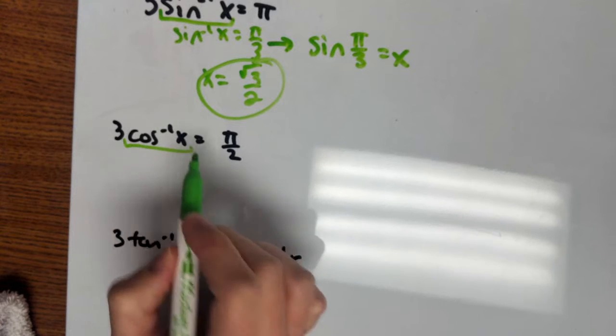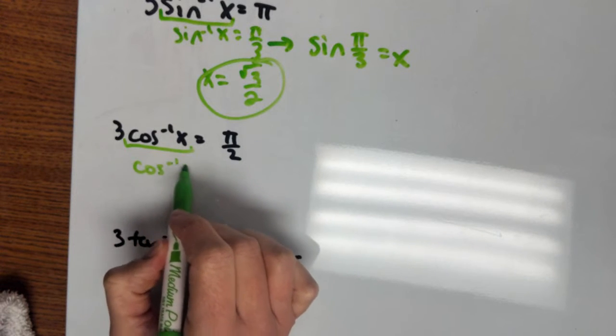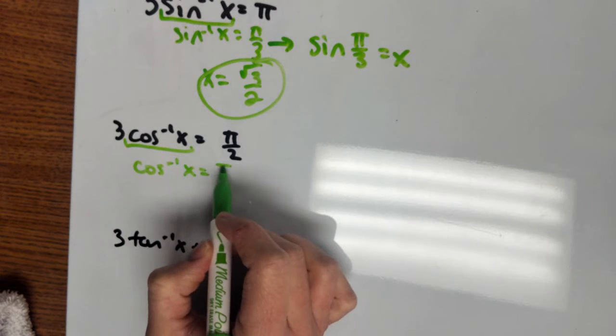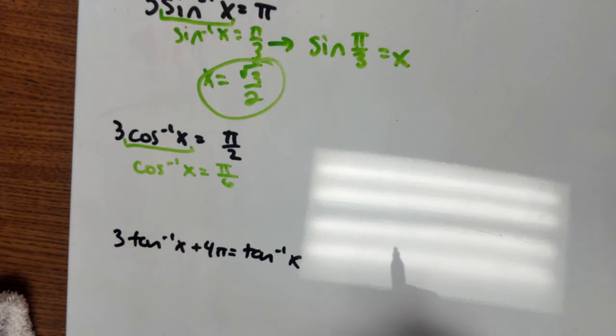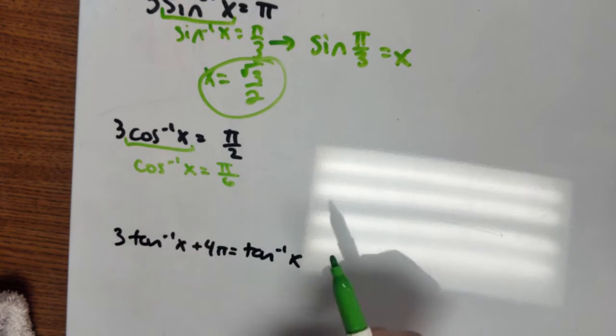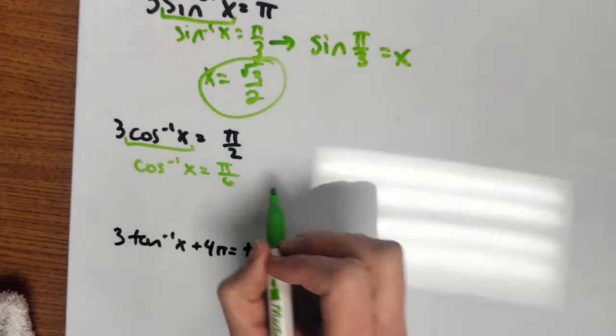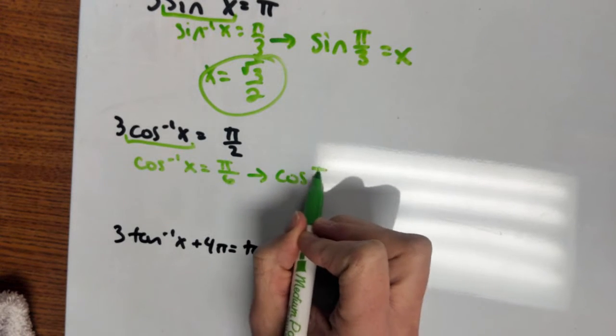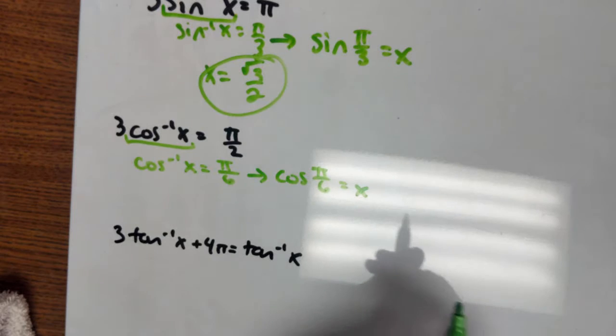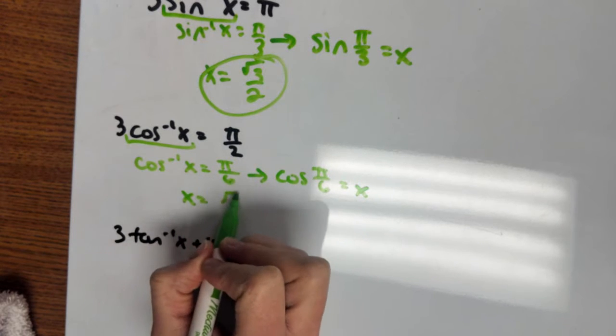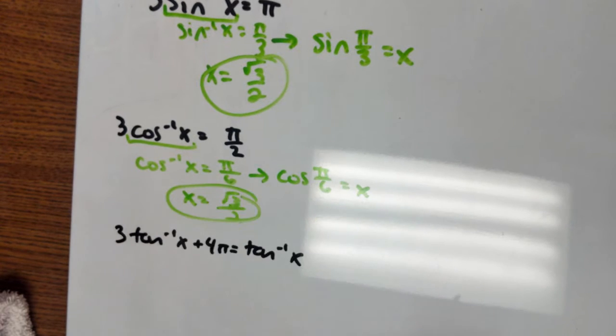We're going to isolate the inverse cosine. So that leaves inverse cosine of x. If I divide by 3, I'm going to get pi over 6. So then I just have to find what is cosine of pi over 6. Because remember, it's the same thing as cosine of pi over 6 equals x. Well, once again, x is going to equal radical 3 over 2.